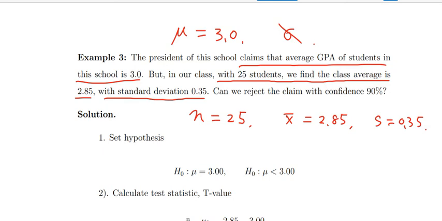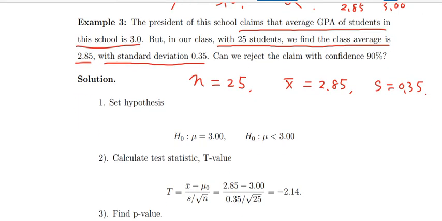So the story is quite the same. They say the average of all is 3.0, but in this sample we have only 2.85. So we want to determine whether this distance is big, a huge difference, or quite small, not much difference, right? So we consider this as a testing problem.